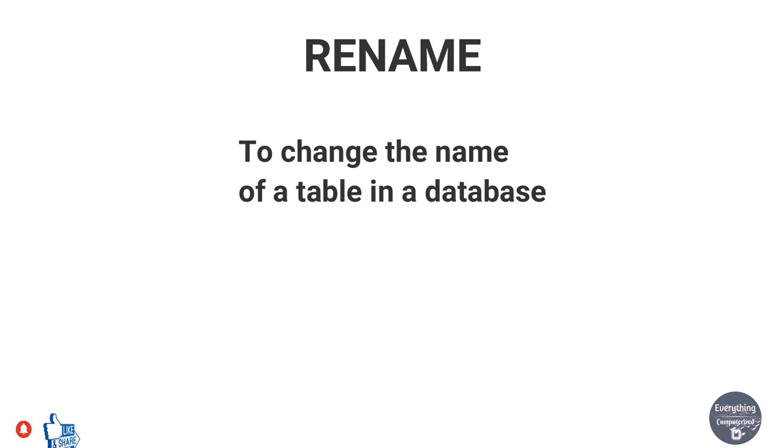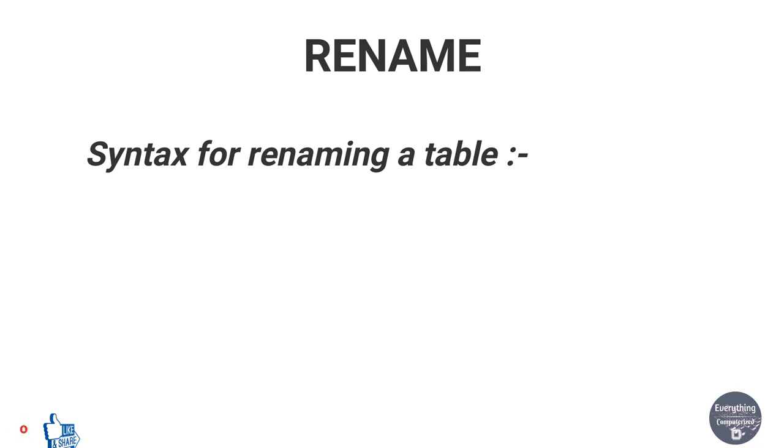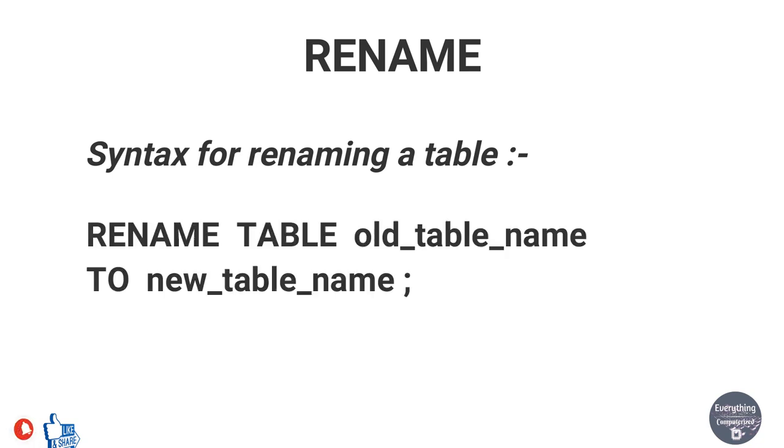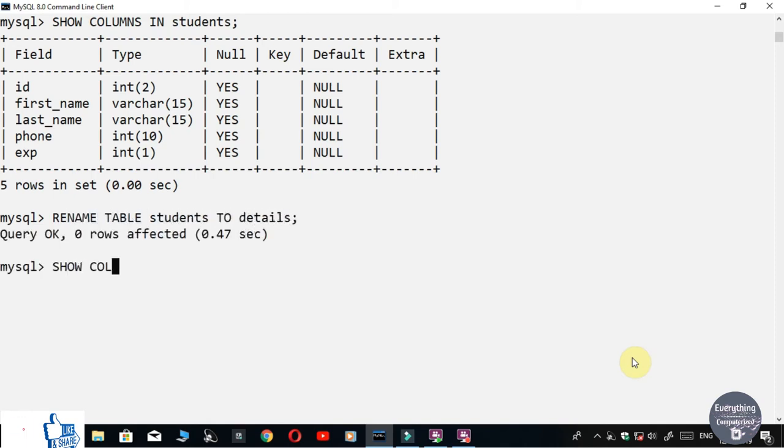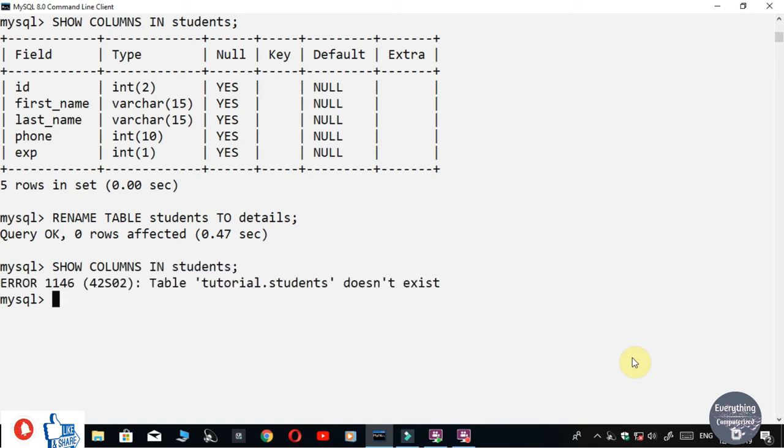Now let us talk about the fourth DDL command, that is rename. It is used to change the name of a table in a database. The basic syntax for rename command is rename table, old table name to new table name. Let's change the name of our table students to details. So the command for this is rename table students to details. It will change the name of our table students to the new name, that is details.